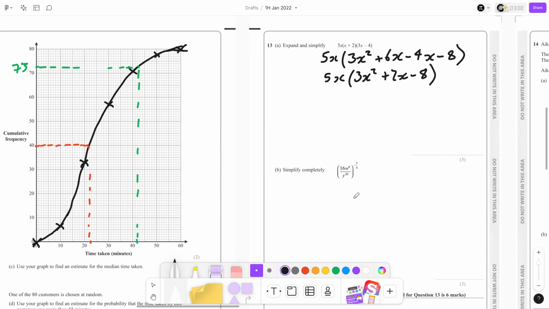So now we multiply everything through by 5. We get 15x cubed plus 10x squared minus 40x. Okay.